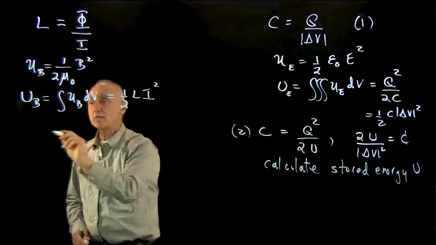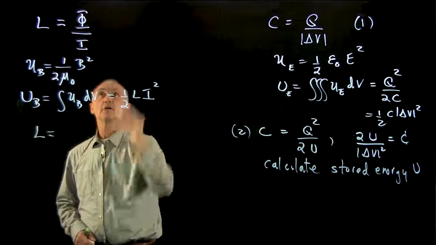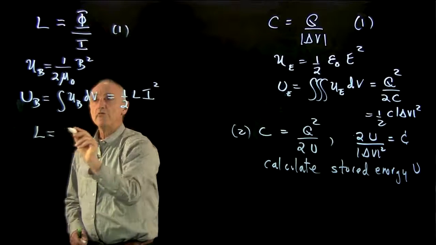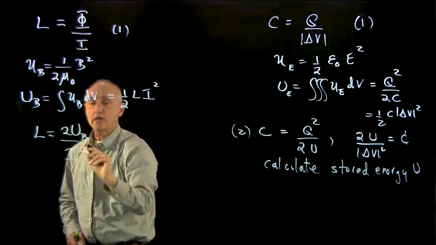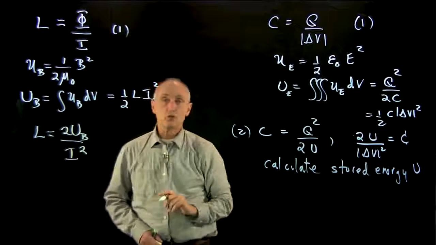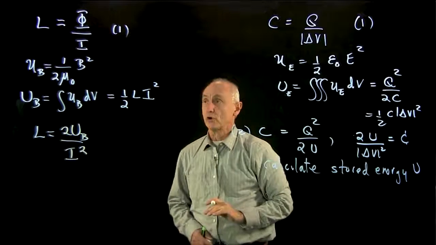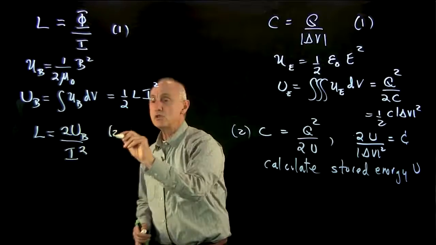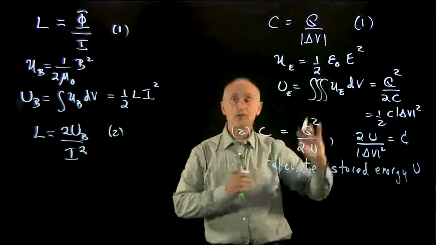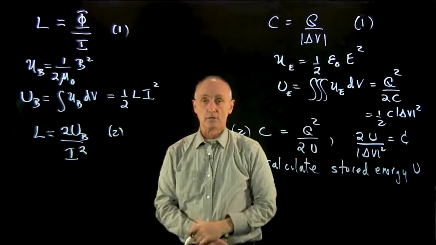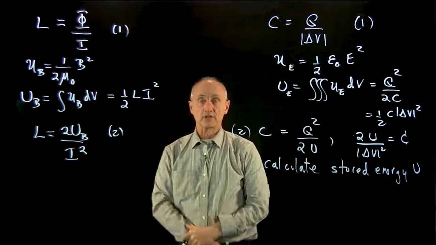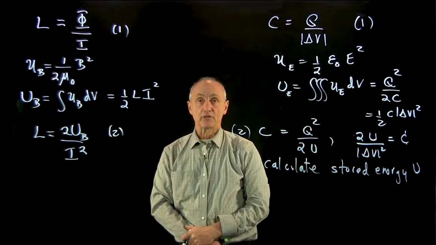And so we have our second way of calculating self-inductance. If we knew the stored energy, then the self-inductance is given by 2 times the stored energy over the current squared. And so these are two separate ways to calculate self-inductance, mirroring the same idea for capacitance. And now let's look at an example where we'll look at another way to calculate the energy stored in a solenoid and get the self-inductance that way.